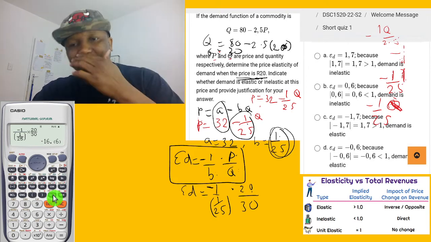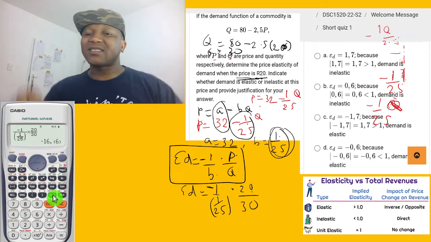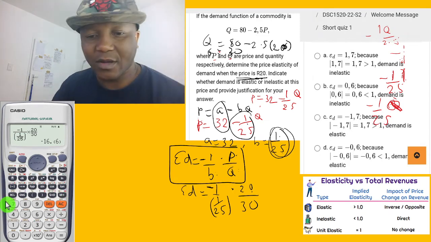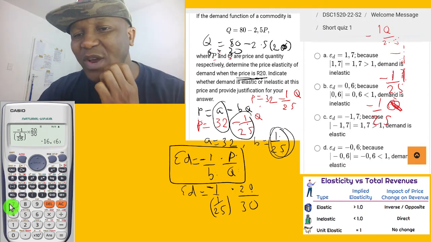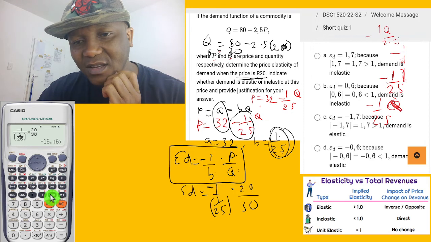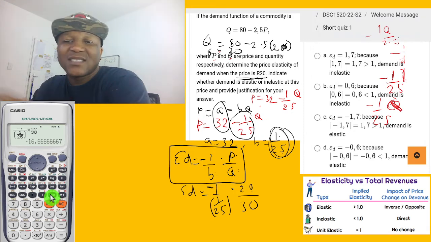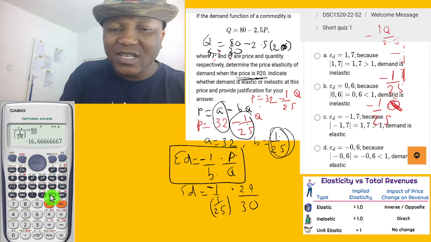So you know what I mean? When I say negative 16.6, that 6 continues forever. So the answer is going to be negative. Okay, let me write the answer. So it's 20. So SD again. Yeah, you see, that's what I was saying. Negative 16.66666.